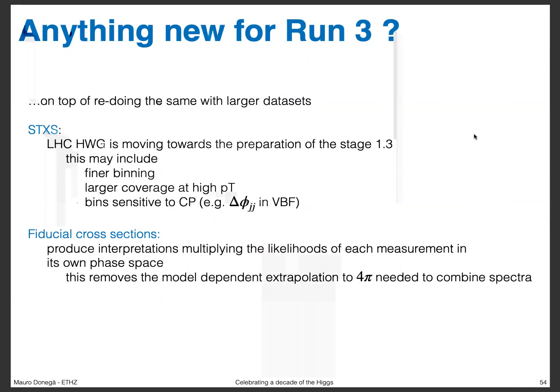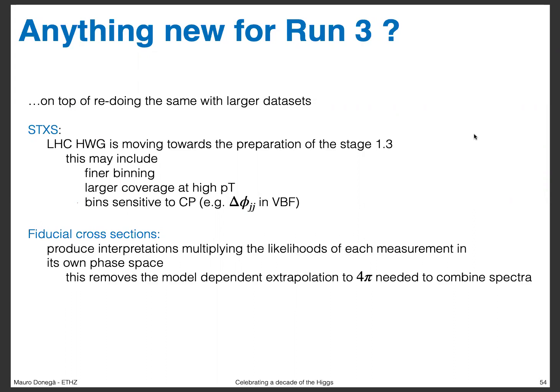In the STXS, for instance, we're now preparing Stage 1.3 within the LHCXSWG working group. This may include, of course, finer binning, a larger coverage at high pT, but also most probably some bins that are sensitive to CP violation, for example something in delta phi JJ for the VBF. And in fiducial cross-sections, this comes back to the theory interpretation. I'm closing. I'm really done.